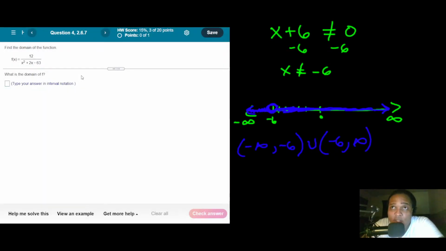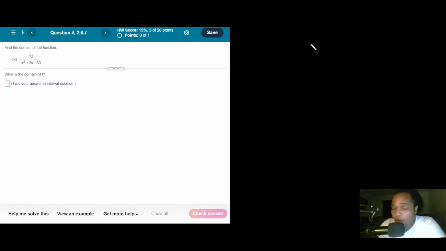Remember, domain, they're asking you what could your x values be? What has to be excluded? Like this, we have a denominator, right? So right off the bat, the only thing that will make this undefined will be what will make the denominator equal to 0. So all you do is set the denominator equal to 0 and solve for x. This is a factoring problem, right? Make your two parentheses. Let's attempt to factor it up.